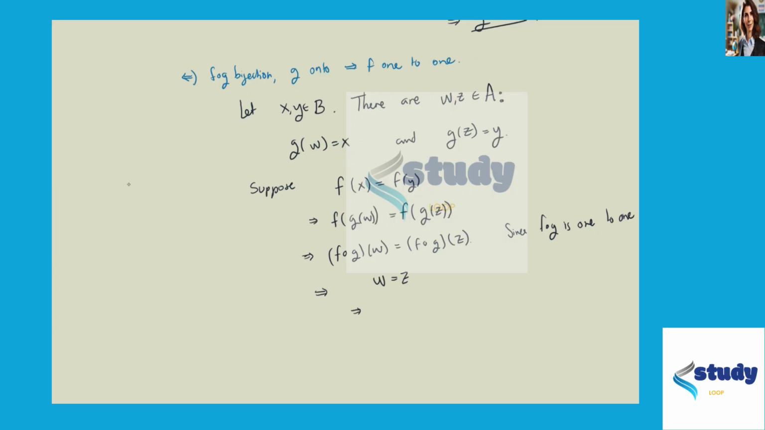And if w equals z, that means that g of w equals g of z, and g of w was x and g of z was y, so we conclude x equals y. So we had f of x equals f of y, and we proved that x has to be equal to y. That is that f is 1 to 1.